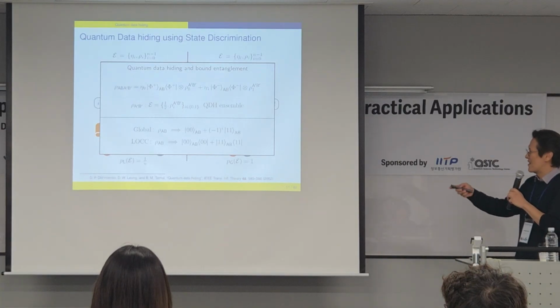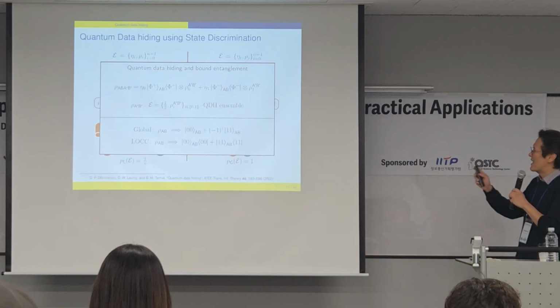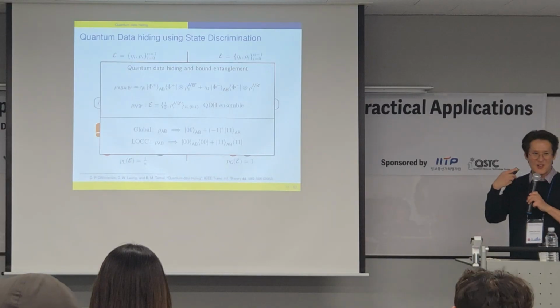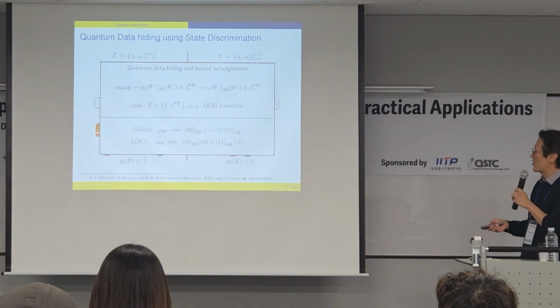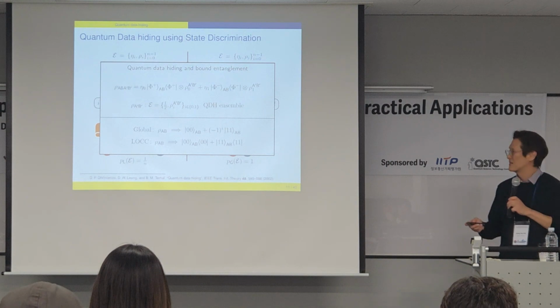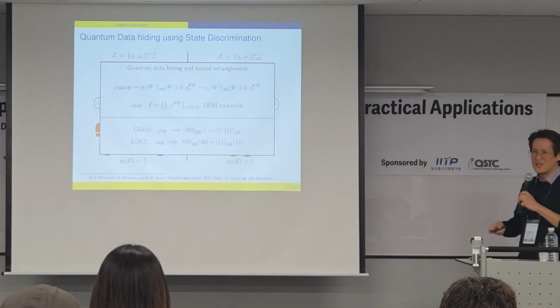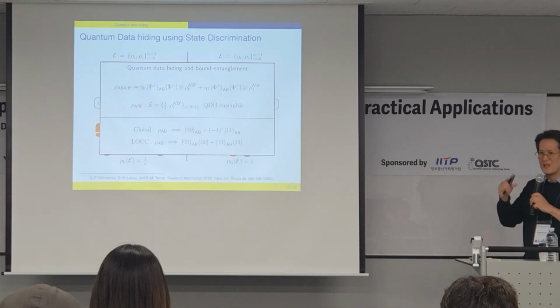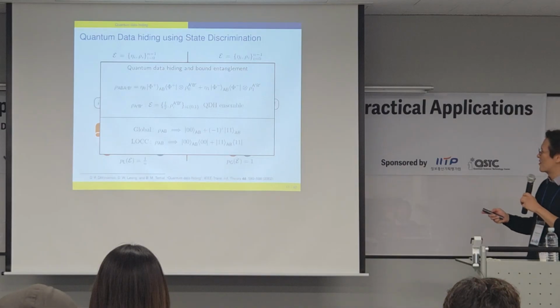Besides this kind of application of quantum data hiding, data hiding can also give us some good insights about a fundamental concept of quantum information theory, which is called bound entanglement. Briefly speaking, bound entanglement is a special type of entanglement which cannot be distilled into any pure entanglement by means of local operations and classical communication.